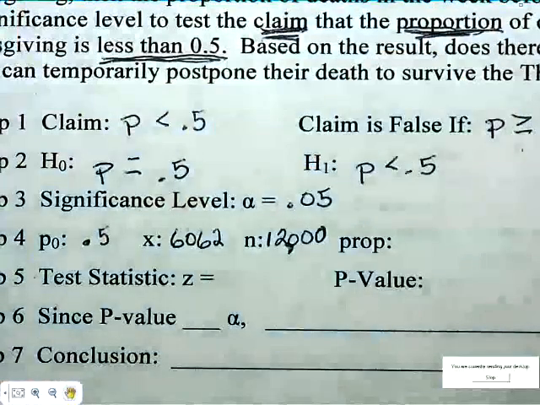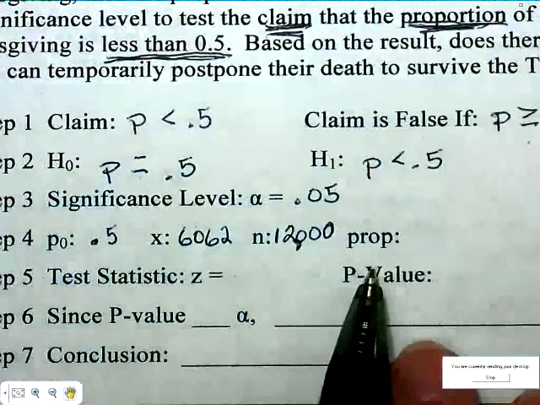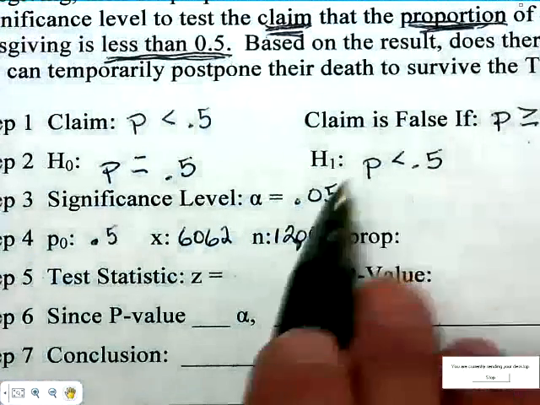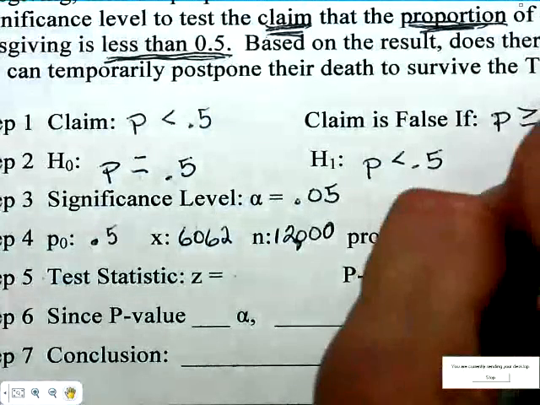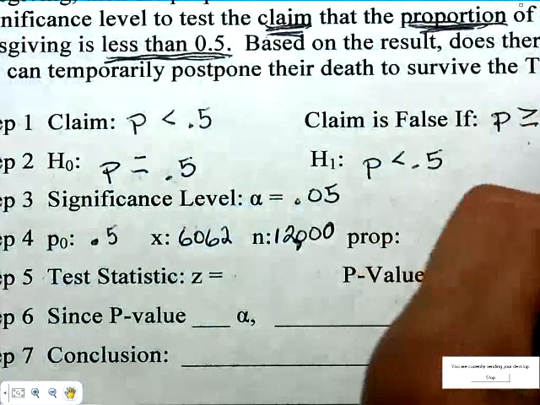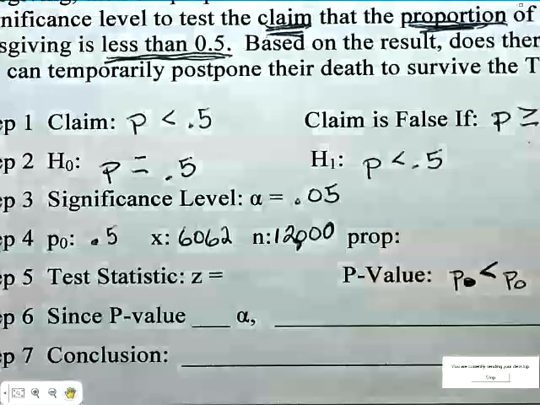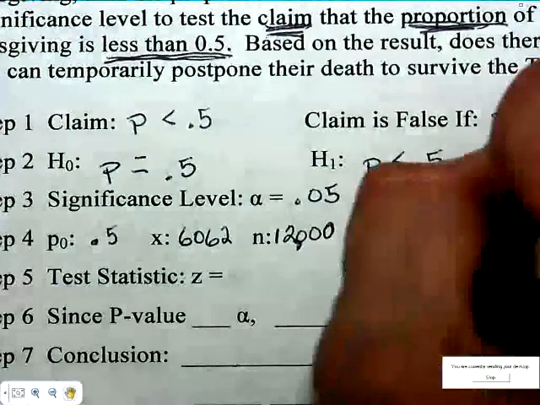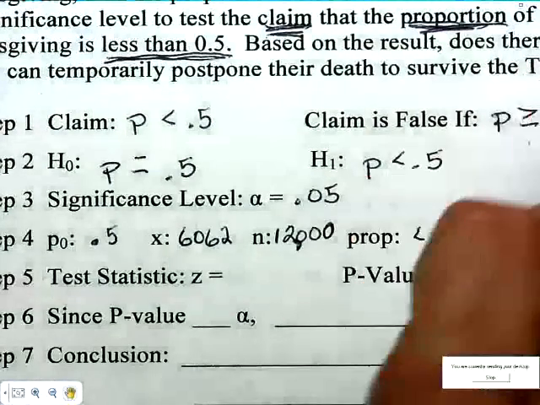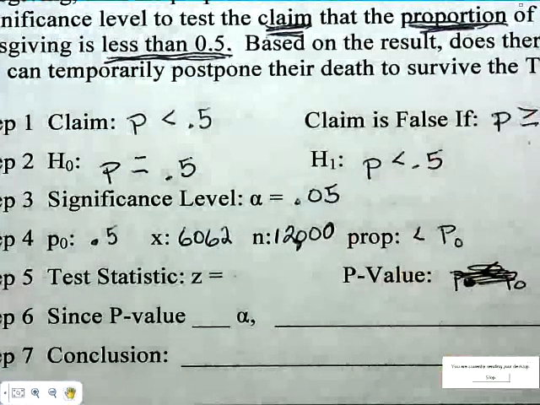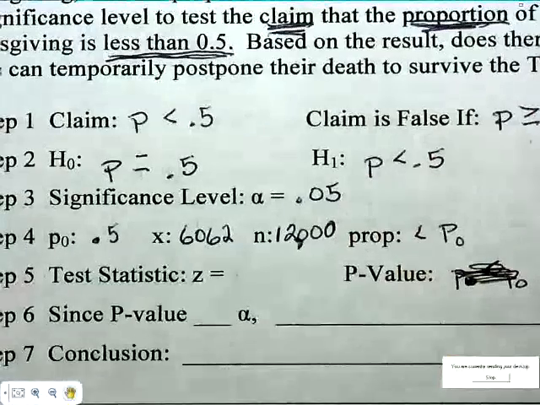On the calculator, am I going to choose the left tail, right tail, or two tail test? My alternative hypothesis says less than, so I'm going to make sure I have less than chosen. All right. Punch that on the calculator. Give me a test statistic to 2 decimal places.